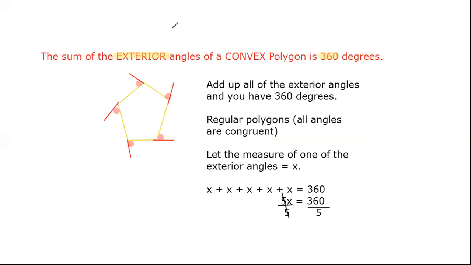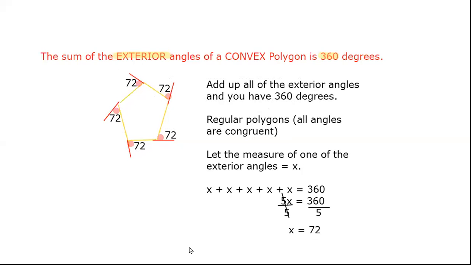So I know that every one of those angles is 72 degrees, because it's a regular polygon, all sides and angles are congruent. And because anytime I add up all of the exterior angles of a polygon, I always end up with a total of 360 every single time. That's what the theorem says.